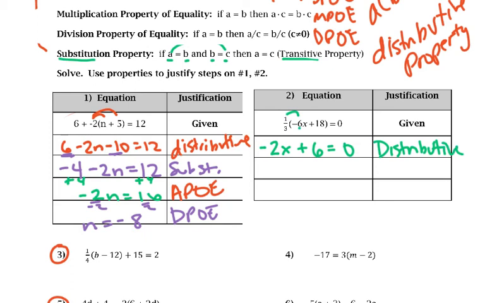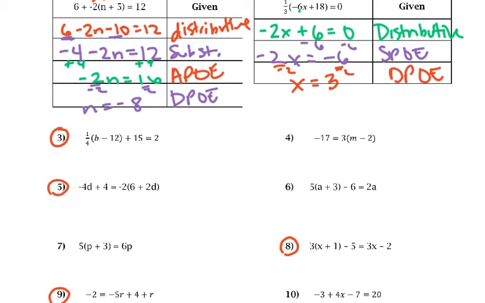And then the next thing I'm going to do is subtract 6 from both sides. So that's the subtraction property of equality. So -2x equals -6. And then I'm going to divide both sides by -2. So that's the division property of equality. And that's going to be x is equal to -6 divided by -2, which is +3. Now you don't have to do that on all of these problems, but I just wanted you to get an idea that we're using properties to do all of these.